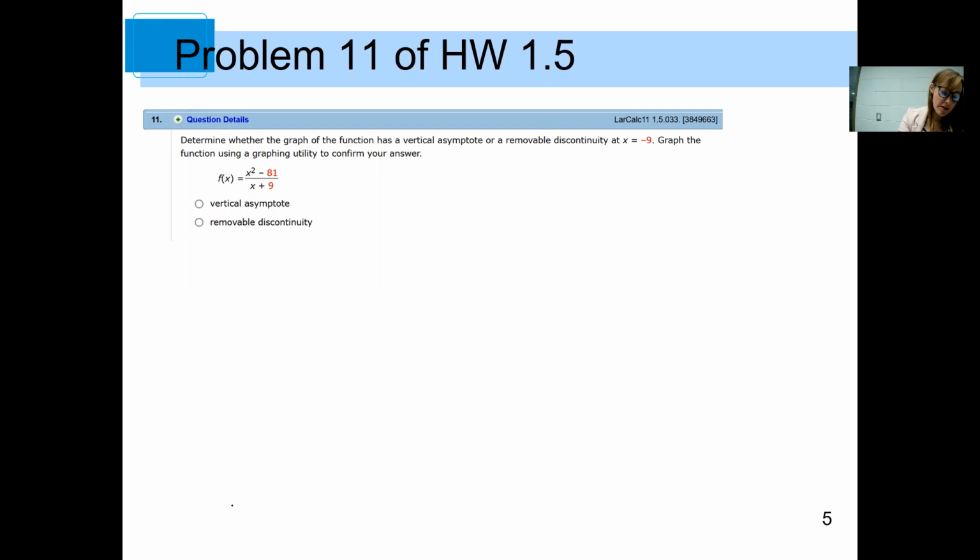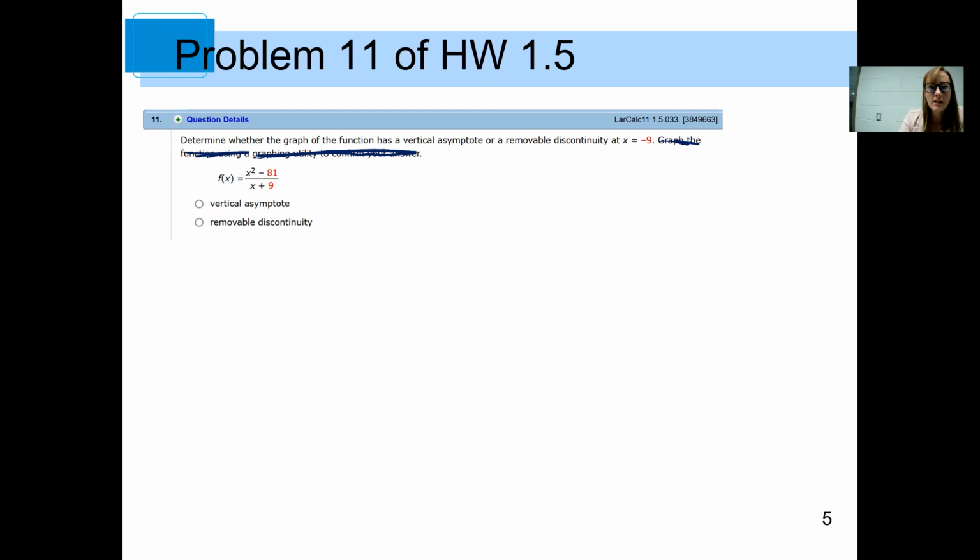Okay, this is problem 11 of section 1.5. So we see that it references graph of the function and use a graphing utility to confirm your answer. Just kind of cross that part off. If you want, we can do that. We probably will do that, but you aren't required to do that. And on an exam, you're not going to have a graphing utility. So don't worry about that portion of it.